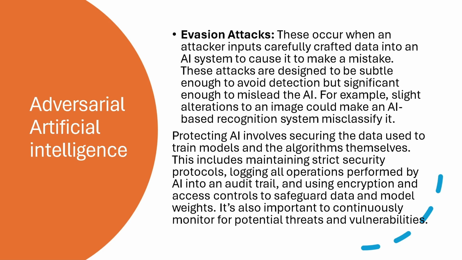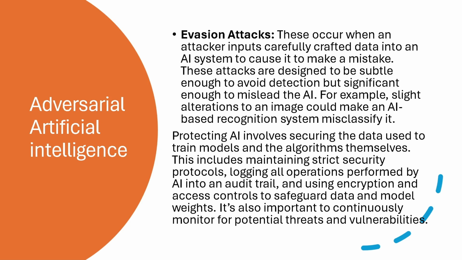Evasion attacks. These occur when an attacker inputs carefully crafted data into an AI system, causing it to make a mistake. These attacks are designed to be subtle enough to avoid detection but significant enough to mislead the AI. For example, slight alterations to an image could cause an AI based recognition system to misclassify it.